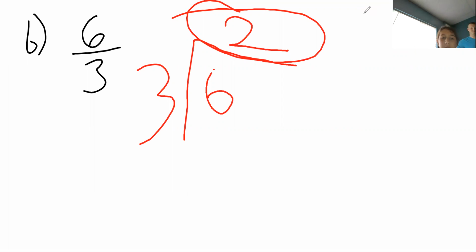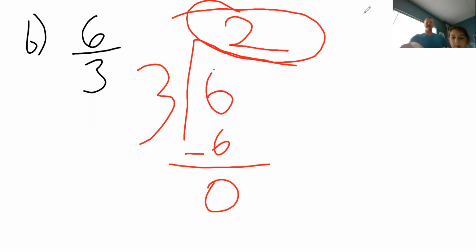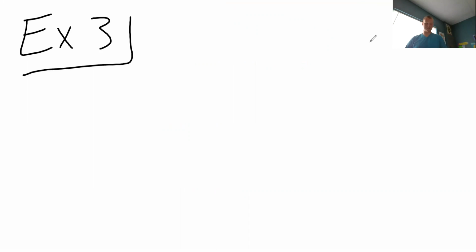Well, 3 can only go into 6 twice, right? That's how you get the 2. Yep. So what Courtney just did here, she took 3 times 2, which is 6. You have a remainder of 0, so we have a 2 as our whole number. So that is it for that. Okay, say how you did it. Yes, you did the numerator divided by the denominator, which was 6 divided by 3.